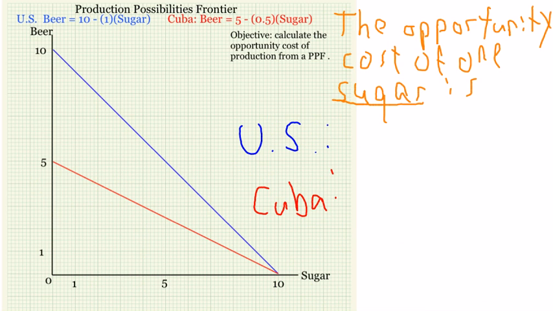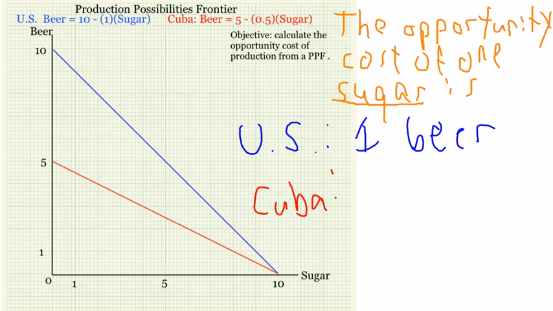Now we're changing the question just a little bit, and instead of asking what's the comparative advantage in beer, we're going to ask what the comparative advantage of sugar is for the U.S. and Cuba, and we answer it in the same way. For the U.S., let's suppose that we start at 5 beer and 5 sugar. For the U.S. to get 1 more sugar, it has to go from 5 to 6 sugar, which means we're going from here to here, which means we're going from 5 to 4 beer, and thus for the U.S. to produce 1 more sugar, it has to give up 1 beer.